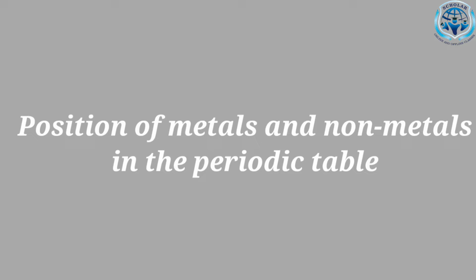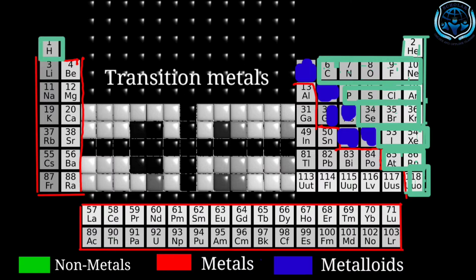Position of metals and non-metals in the periodic table. Let's study the position of metals and non-metals in the periodic table. You can see that in red color, metals are being displayed. On the left hand side, you can see the two groups of alkali and alkaline earth metals. Below, there are lanthanides and actinides. These are also metals. Above, you can see the transition metals in between.